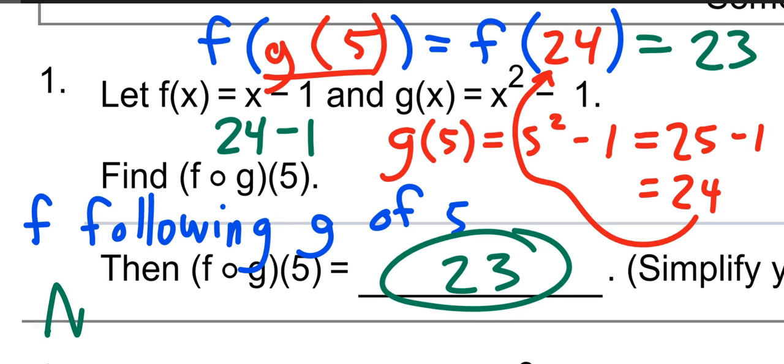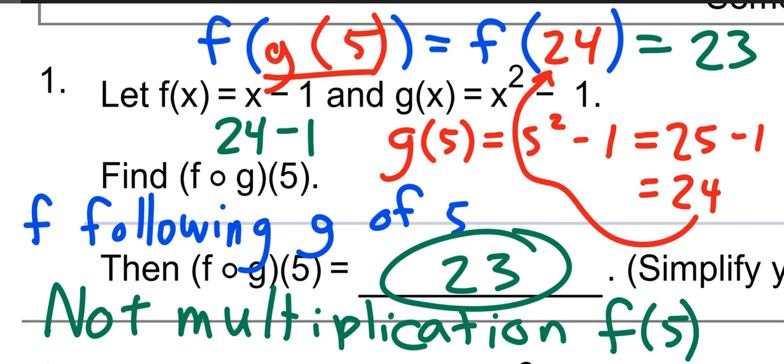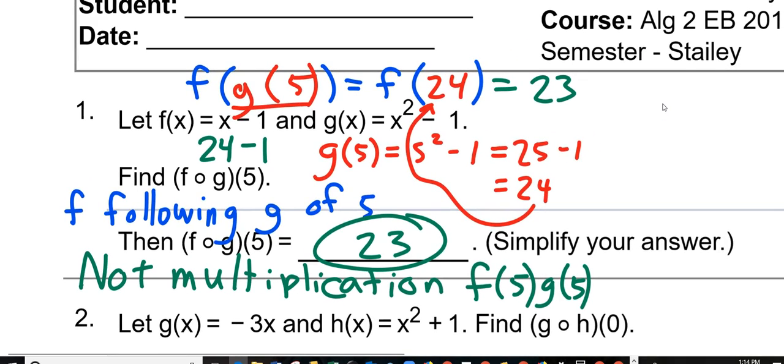This is not multiplication. Okay, you cannot get it confused with multiplication. And I know some people won't take good notes. They think this is the same thing as F of 5 times G of 5. Okay, not at all true. You're going to get it wrong if you do F of 5 times G of 5. Okay, so don't do that.